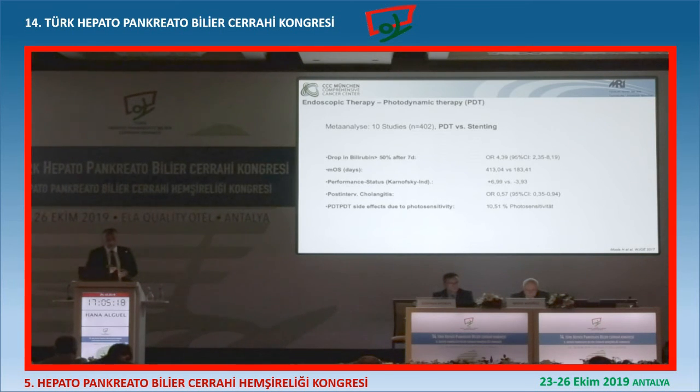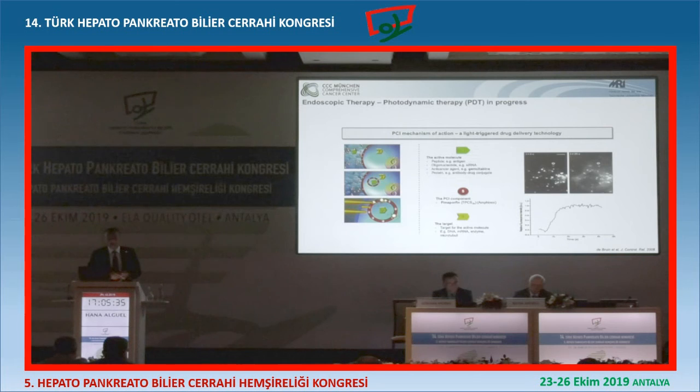And this is a meta-analysis that also tried to put the studies together that compared photodynamic therapy versus stenting. And in all these studies, there is a benefit for patients with Klatskin tumors undergoing this sophisticated tool of technology. But photodynamic therapy is in progress.